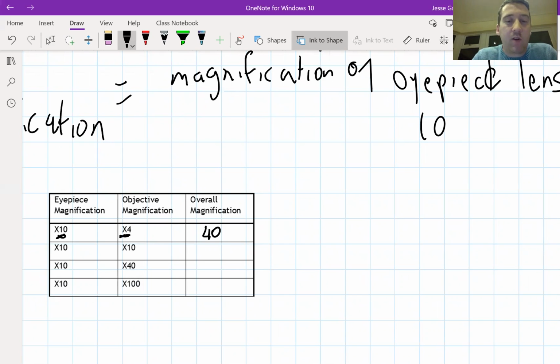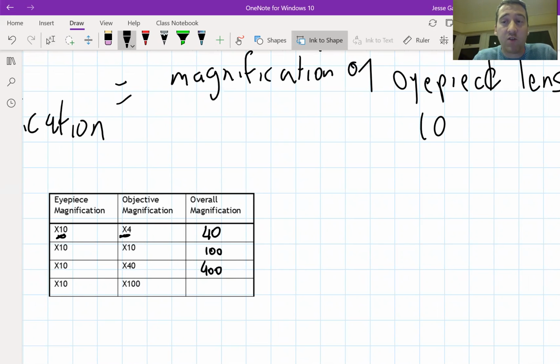Right, so the second one here, you should only be watching the video if you've done these. The second one, total magnification is 10 by 10 is 100. Easy peasy, right? Should be really easy. This one is 10 by 40. That's going to be 400. And the last one is 10 by 100.